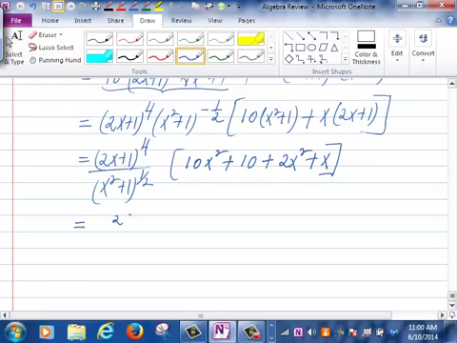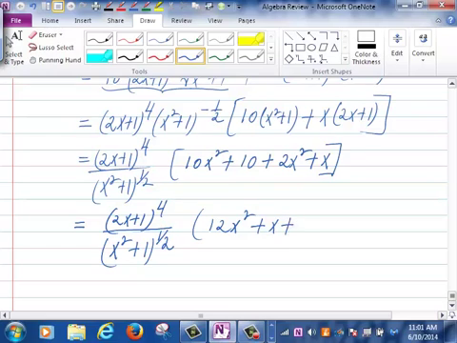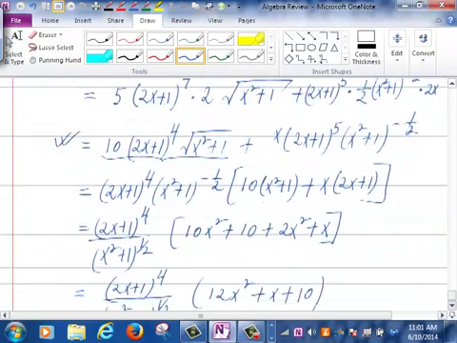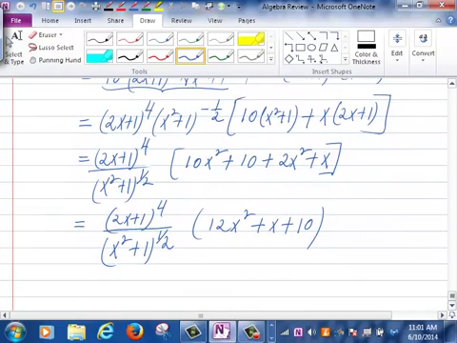So this would be (2x+1)^4 divided by (x^2+1)^(1/2), times 12x squared plus x plus 10, right? That's too much extra algebra. Like I said, if I ask you only for the derivative, then your answer was done way before, but sometimes this is what you need to do.